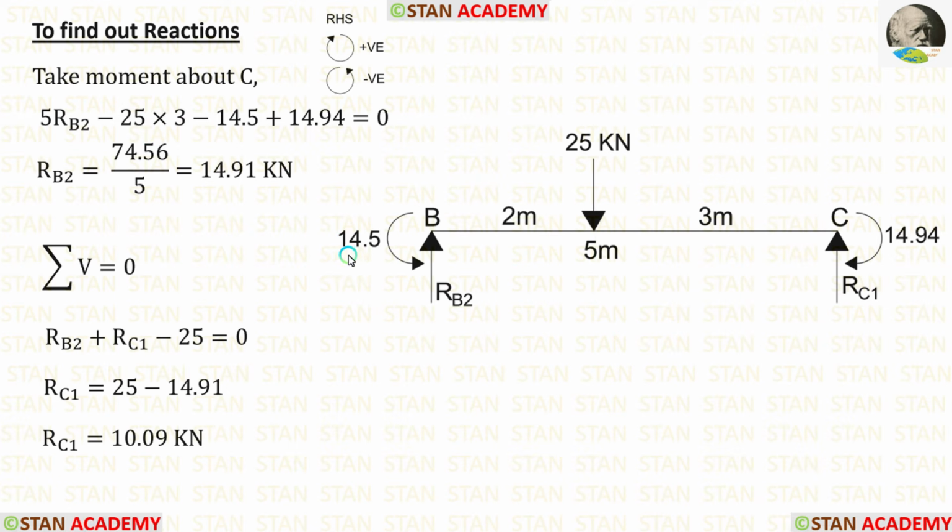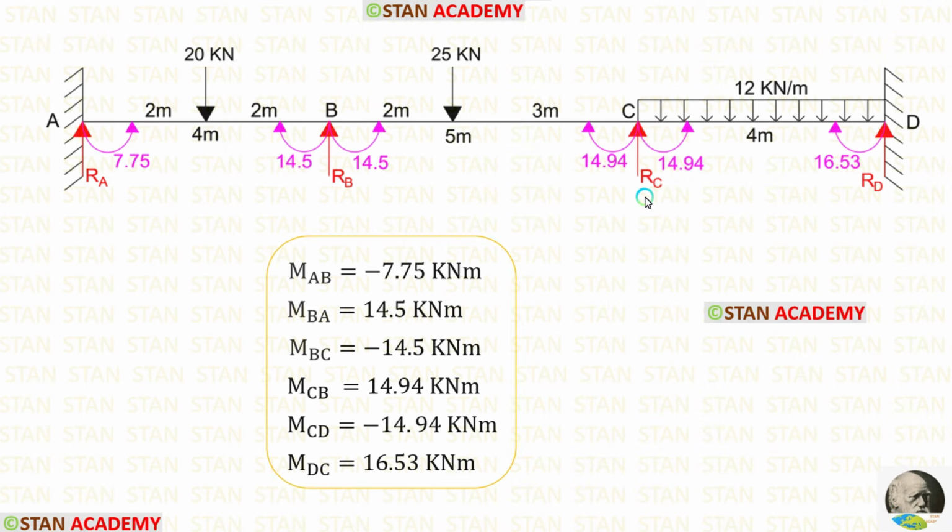Then we have two moments. 14.5 is acting in the anticlockwise direction, so it will be negative. 14.94 is acting in the clockwise direction, so it will be positive. Finally, we are getting RB2 is equal to 14.91 kN. By applying the rule, summation of vertical forces is equal to 0, we can calculate RC1, which is equal to 10.09 kN. Now, let us calculate the reactions in the span CD.